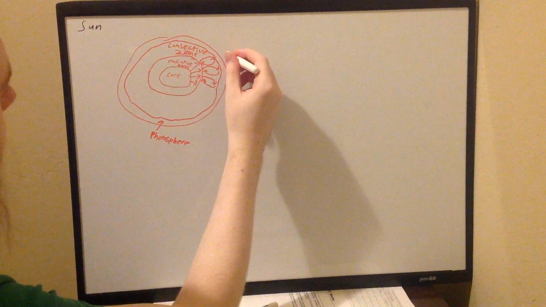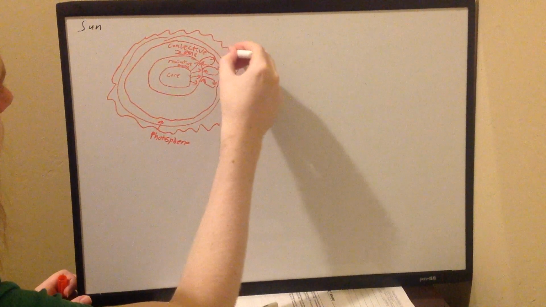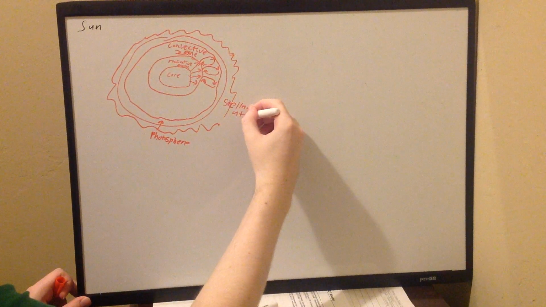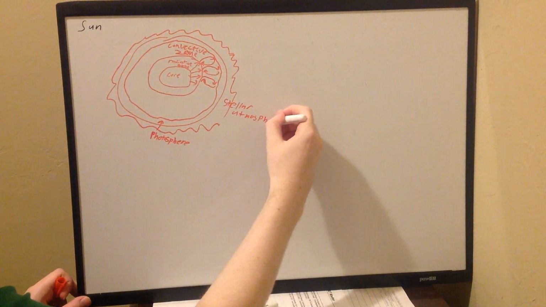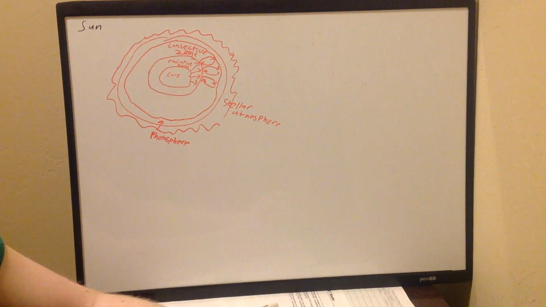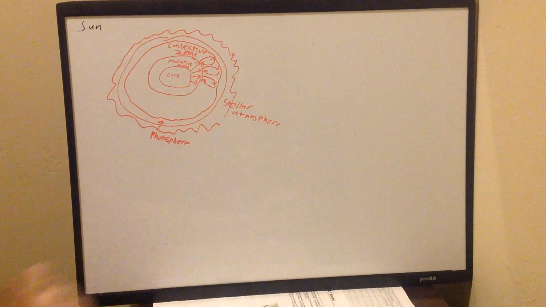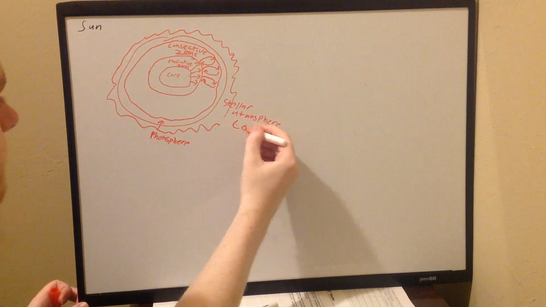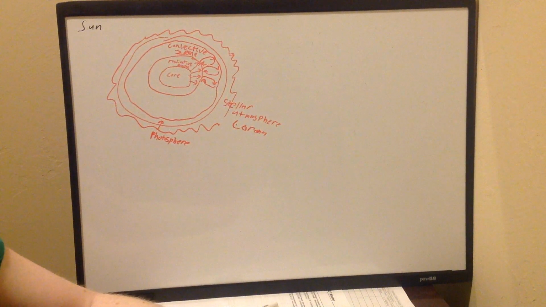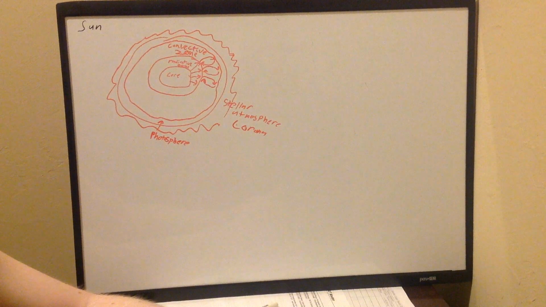Now around the photosphere is a much thinner and more diffuse region called the stellar atmosphere. Now the stellar atmosphere has a few different layers of its own, but I'm only going to tell you all about the most well-known and important one, which is the corona. The corona is a very far-reaching and diffuse gas layer of the sun.